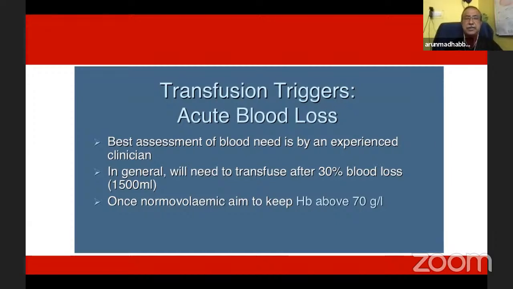One of the important triggers where transfusion is required is acute blood loss. The best assessment of blood loss is by an experienced clinician. We have different pictorial assessments that can give us a rough idea, but in general we might have to transfuse after a loss of approximately 1500 milliliters of blood. And this number 1500 is not a small number. We need to have a massive blood loss, about 30% of our total blood volume, before we need to have recourse to blood transfusion. Also remember that once normovolemia is achieved, we will have to think of different modalities and not transfusion at all.